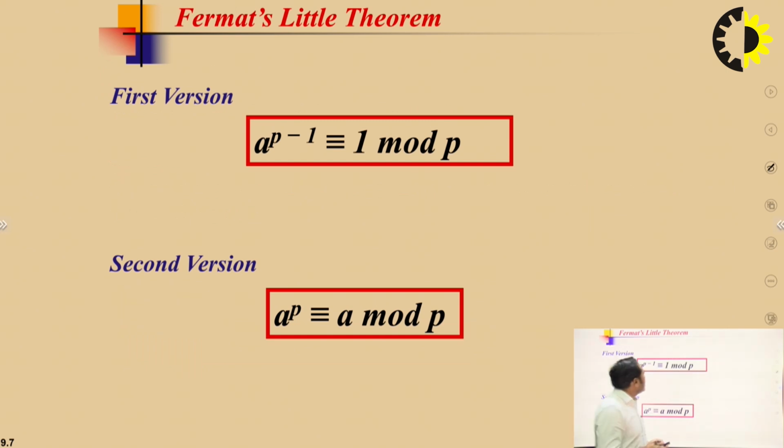So, Fermat's little theorem. In Fermat's little theorem, you can see the first version, which is written as a raised to the power p minus 1 equals 1 mod p. In the second version, a raised to the power p equals a mod p. So there are two different formulas you can use in Fermat's little theorem.